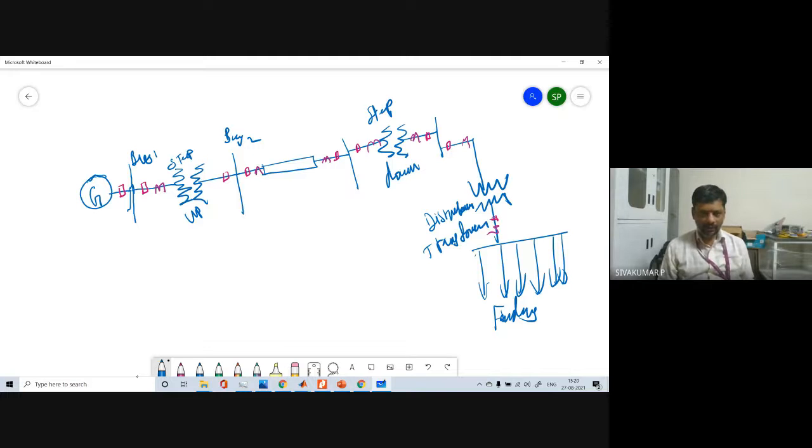Now I want to protect the generator. Here is one CT, and my CT is going to sense the current flow in this position, in this area. The current flows from this place to that place.